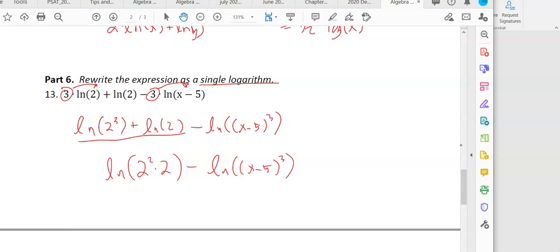So this is pushing it all together. It'd be natural log of one big fraction. So 2 squared times 2, and this would be x minus 5 to the third.